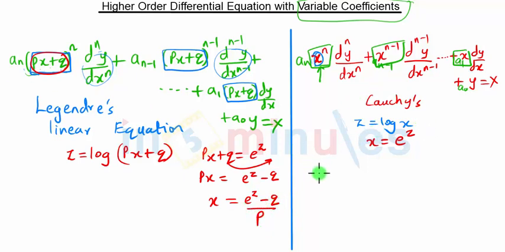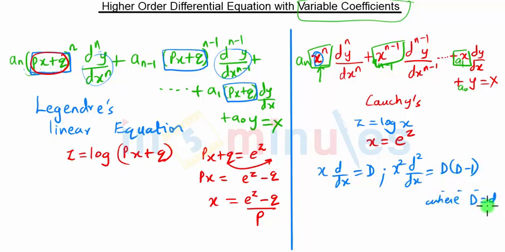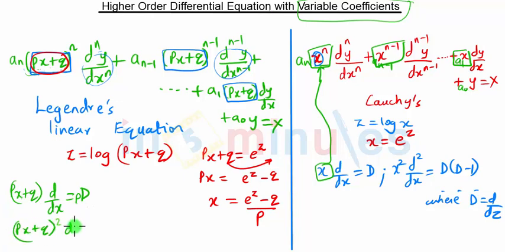In Cauchy's equation we substitute x d/dx equal to D and x square d square/dx square as D into (D minus 1) and so on, where D is d/dz. So here we substitute x d/dx equal to D. This x matches with the coefficient of the derivative. So here also we will substitute (px plus q), the coefficient of derivative, into d/dx equal to D. Then in this case we also multiply D by the coefficient of x. Coefficient of x in this case is p. Then (px plus q) squared d square/dx square will be p square into D into (D minus 1). This term remains as it is.